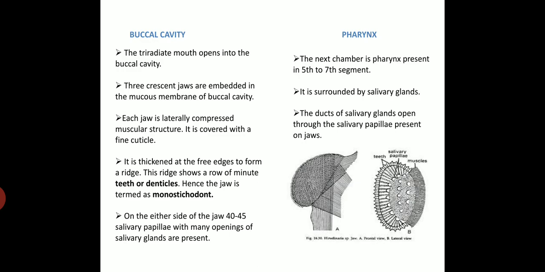The next part is the pharynx, the third part of the foregut. The pharynx is present in the 5th to 7th segment. You already know that Hirudinaria granulosa consists of 33 segments. The pharynx is surrounded by salivary glands, and the ducts of the salivary glands open through the salivary papillae which are present on the jaws.